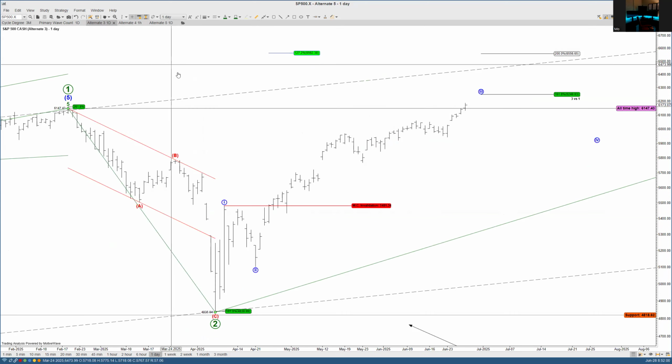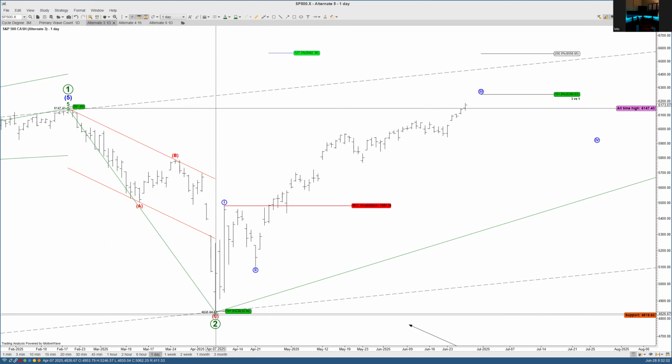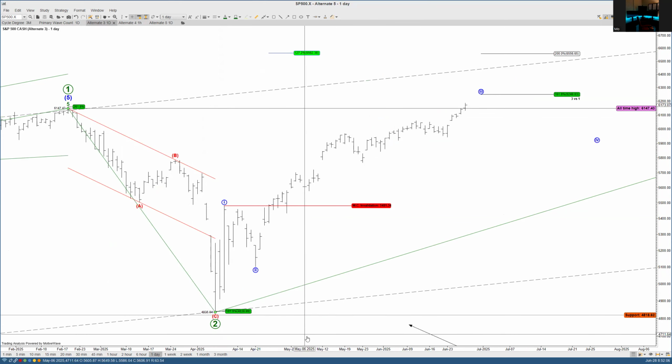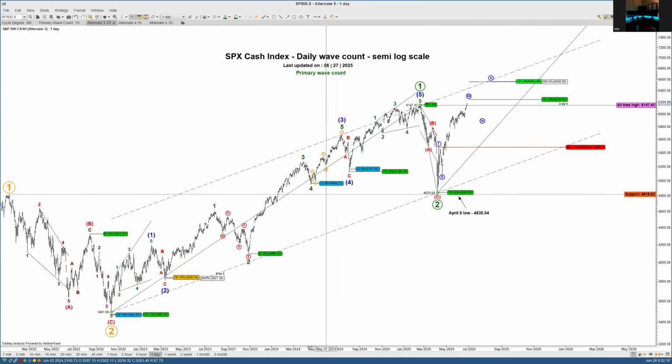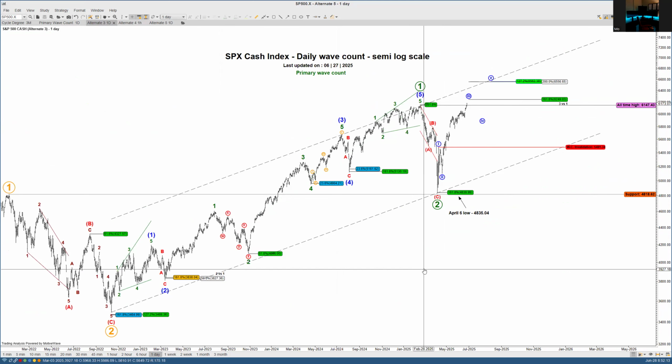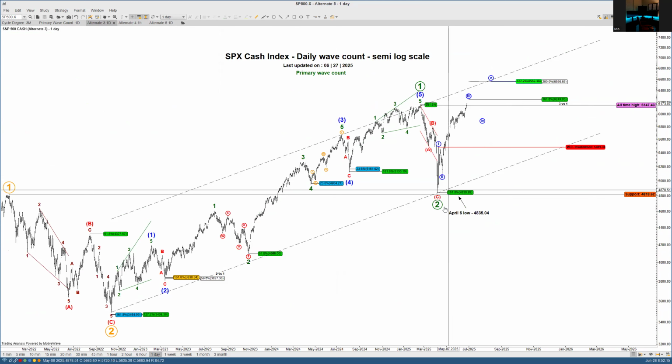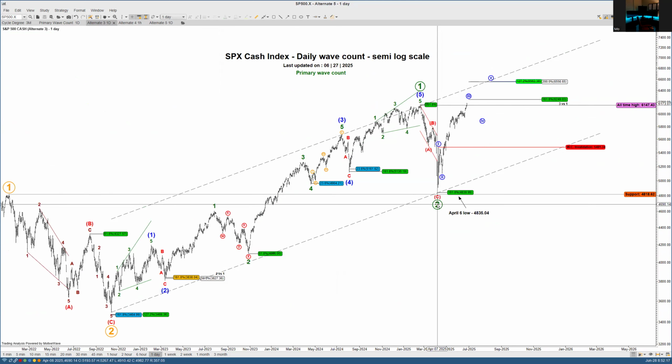I'm going everywhere, man. Okay, so this is why with Elliott, you don't just grab labels and start throwing them on the chart. You need to pay attention to it and take a good look at it.